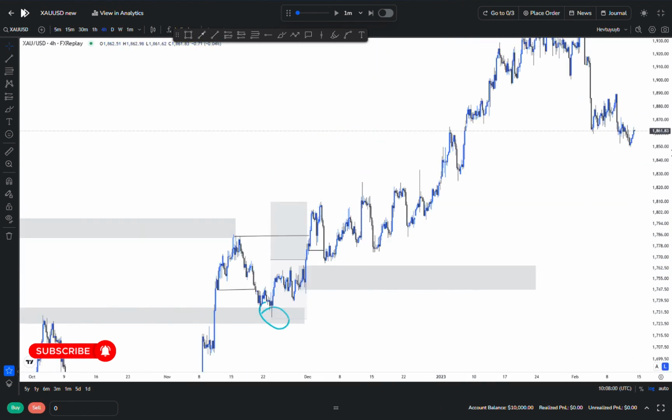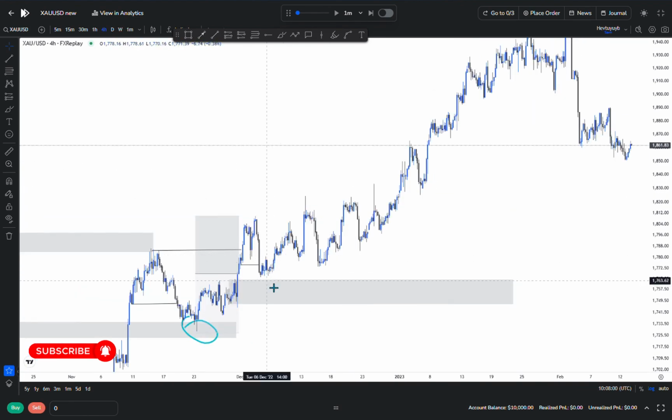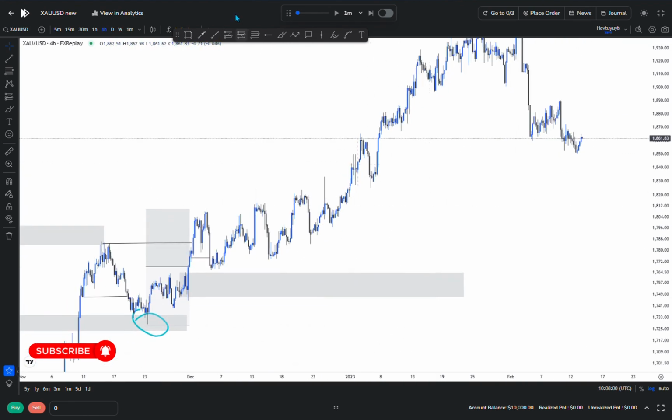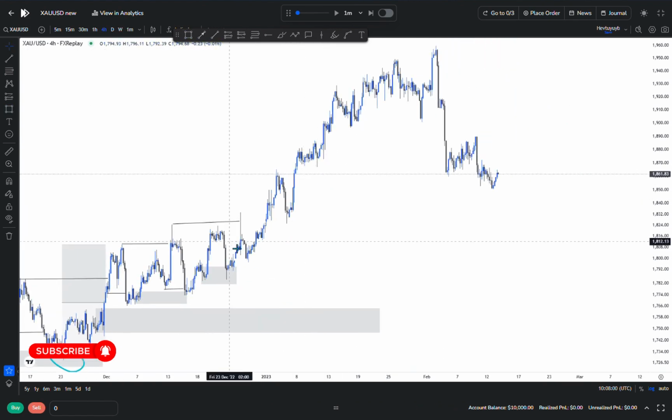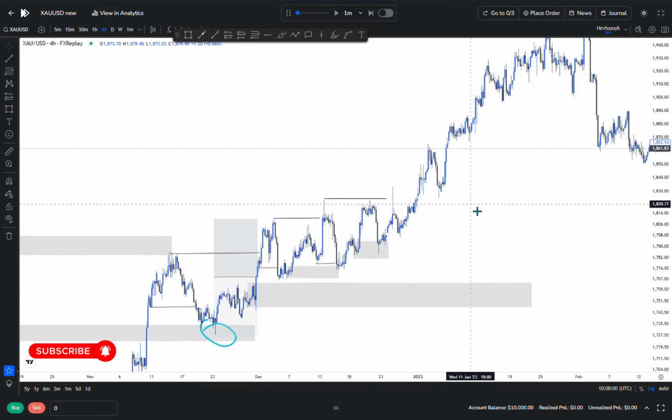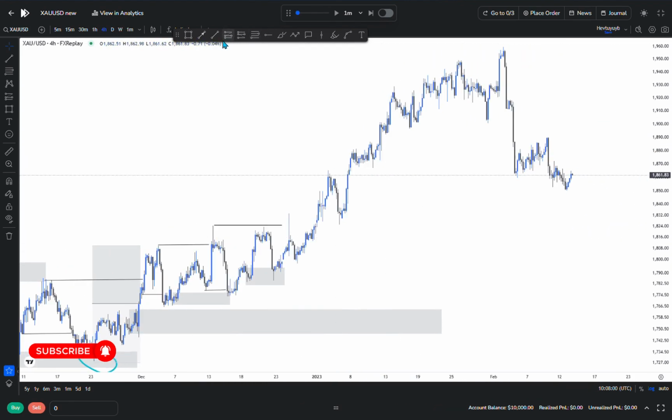Now price took out this low, and we had a break of structure here. Another, see, price took out this low again, mitigated here, and then price pushed to the upside. That's it. Price retraced back again, mitigated here, and price continued pushing to the upside.